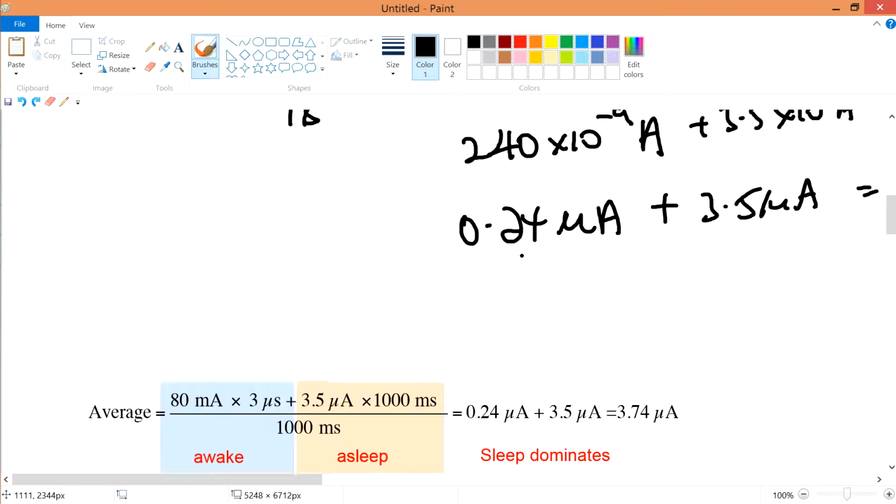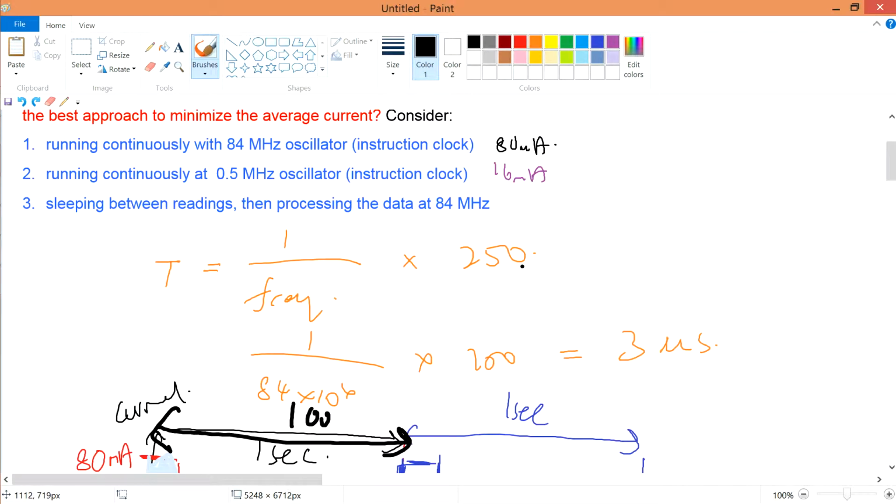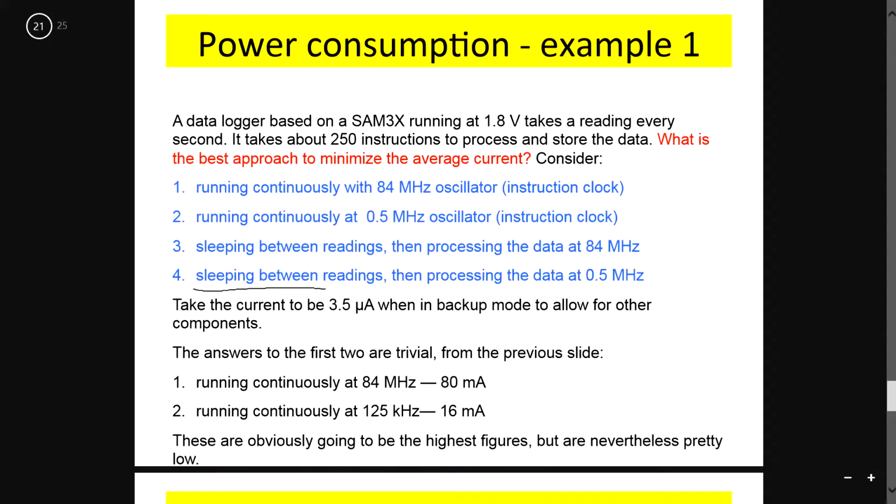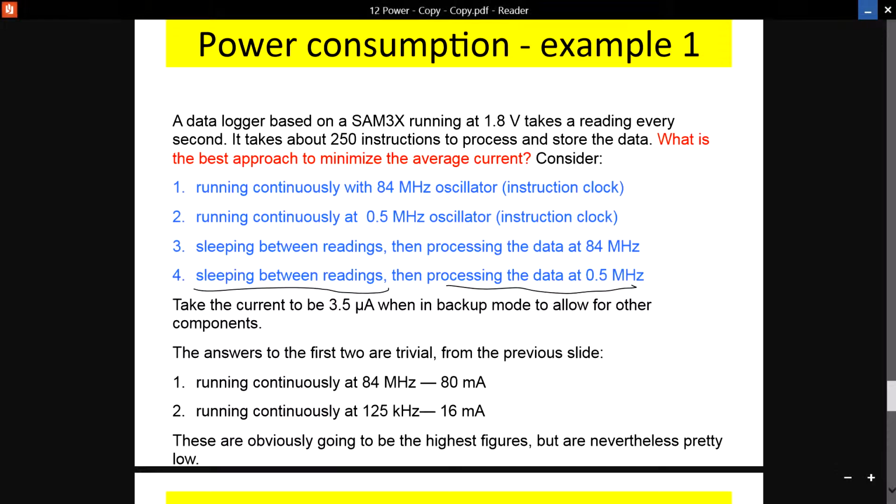Okay, so this is the third one. This is sleeping between readings, then processing the data at 84 megahertz. So last but not least, sleeping between readings, then you process the data at 0.5 megahertz.